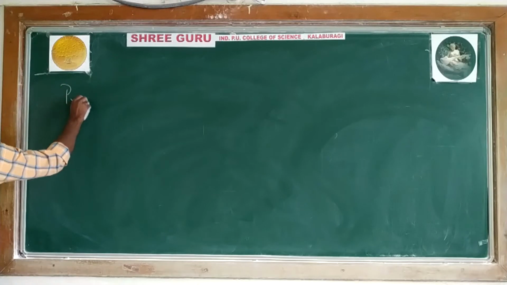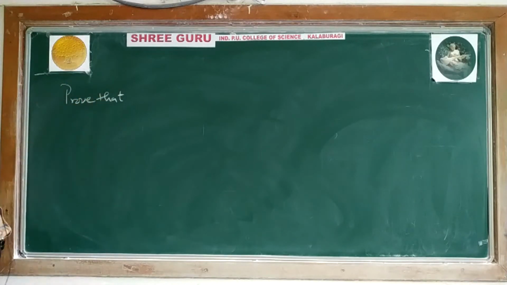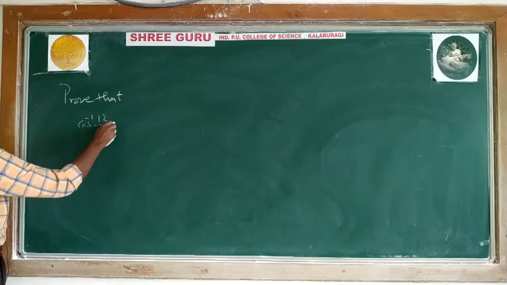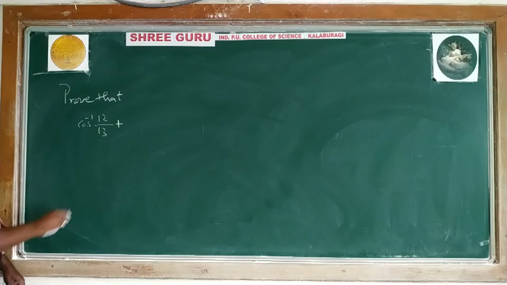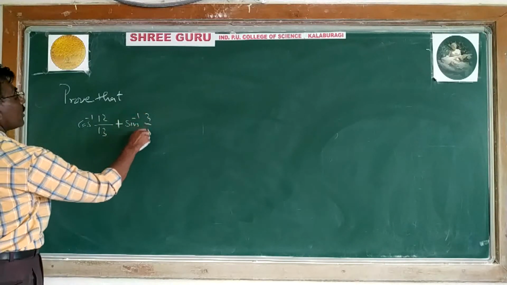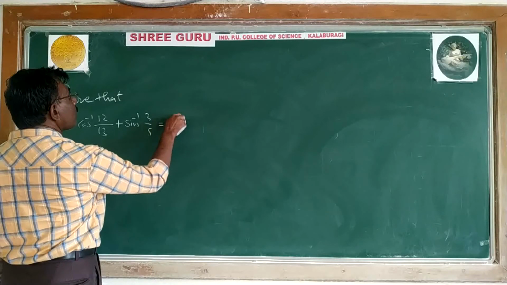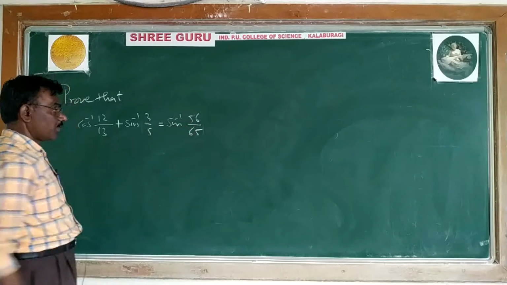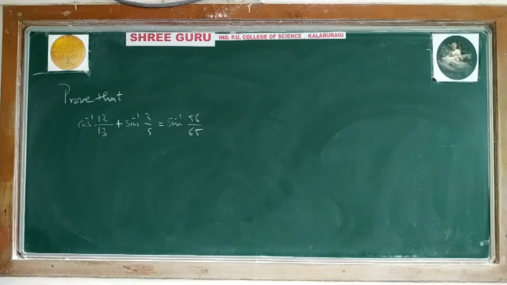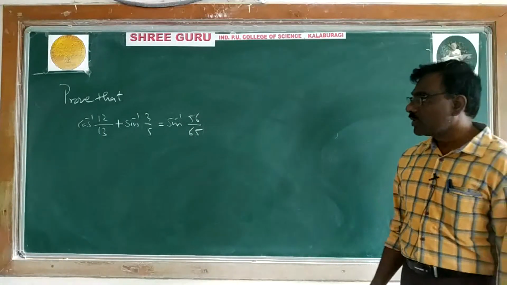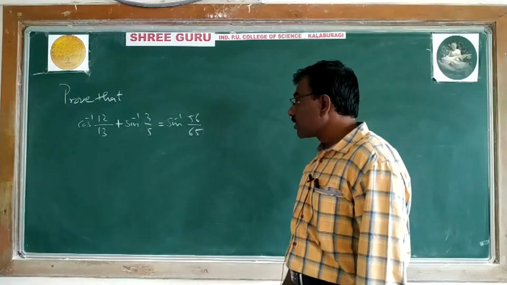Prove that cos inverse of 12 by 13 plus sin inverse of 3 by 5 equal to sin inverse of 56 by 65. Now here given left side is one cos inverse, another is sin inverse, but right side is sin inverse.